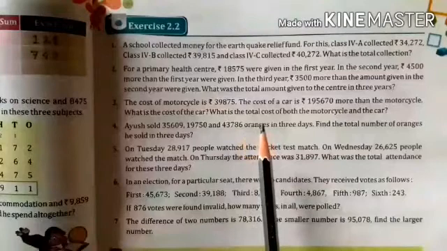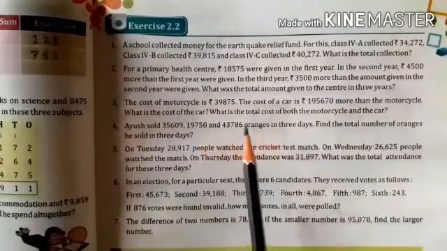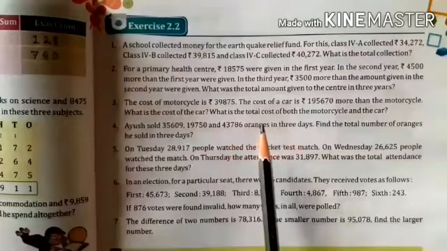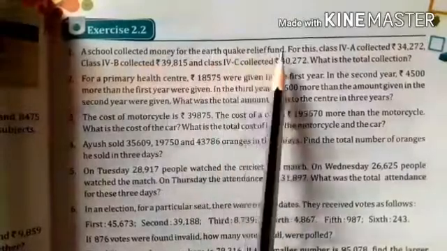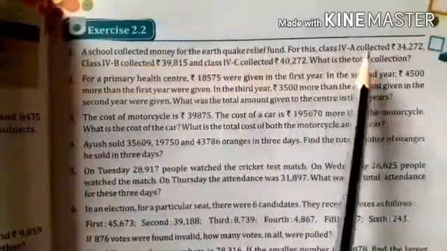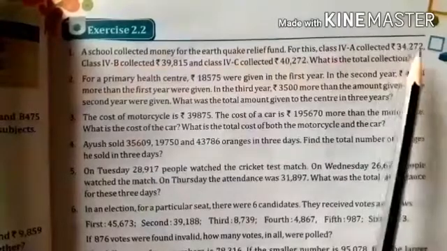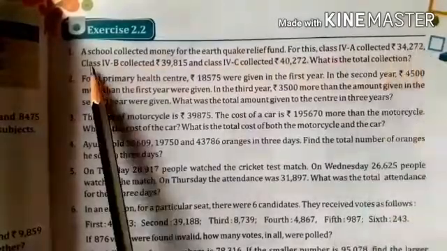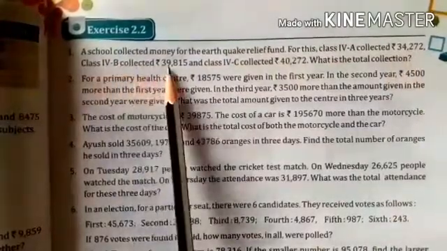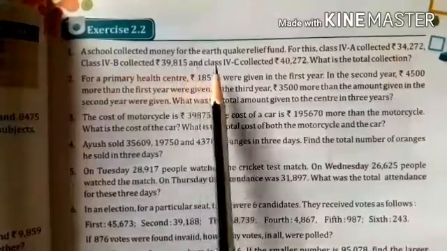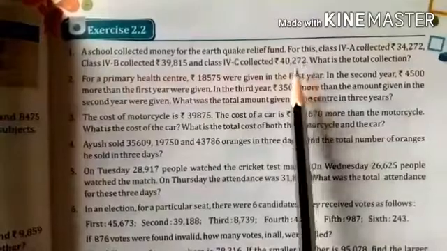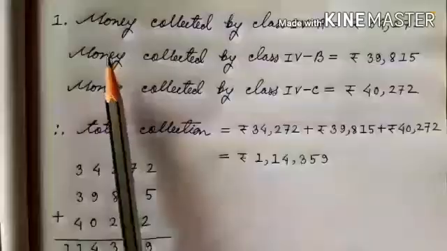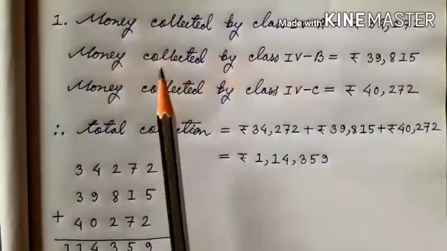So students, now come to exercise 2.2. I'm showing you one example and you have to do the rest of the problems, okay? Number 1, a school collected money for the earthquake relief fund. For this, class 4A collected rupees 34,272, class 4B collected rupees 39,815 and class 4C collected rupees 40,272. What is the total collection? So students, look at how to do it.